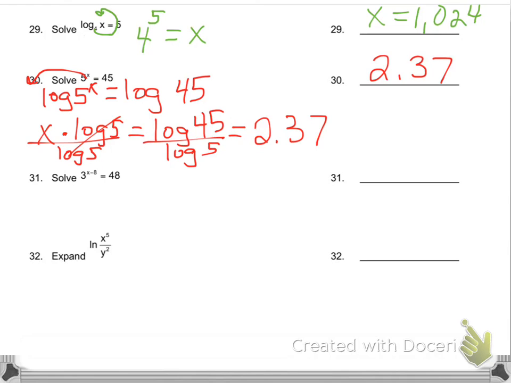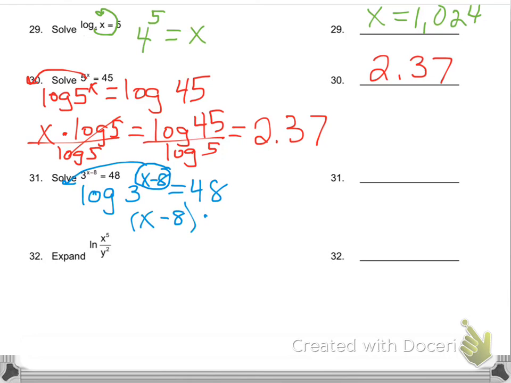Number 31 is very similar to what we just did. X again is in the exponent. So I'm going to take the log of each side. So the log of 3 to the x minus 8 power equals 48. That allows me to take this whole piece, x minus 8, and move it in front. Because I want to keep it as a whole piece, I remember to put it in parentheses. X minus 8 times the log of 3 equals 48.